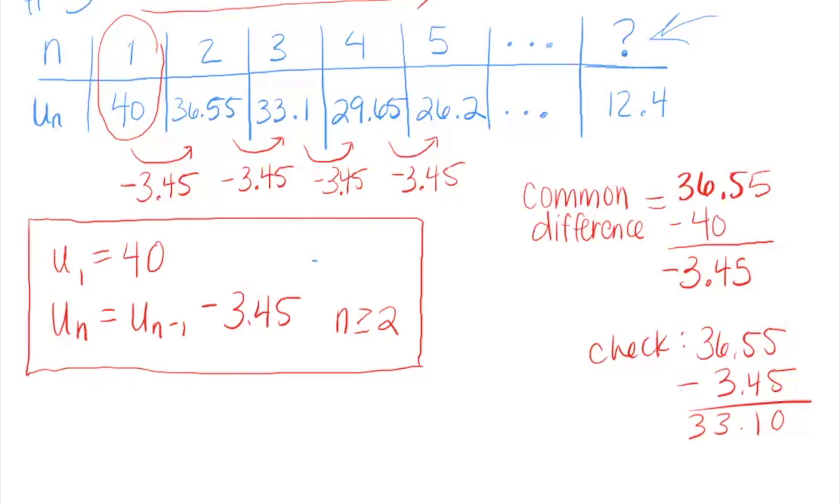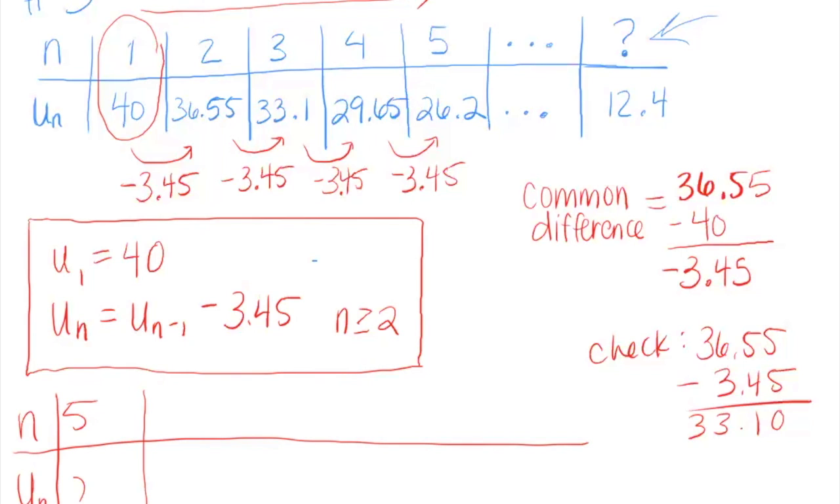Now we just need to continue the pattern until we figure out the missing value. I think the best way to do this is just continue the table that I have with U and N. And I know that the fifth term was 26.2 because I can copy that from above. Now we'll just continue. Sixth term, seventh term. I wonder how many terms I'll have to go. How many times will I have to subtract 3.45? I'm running out of space here.